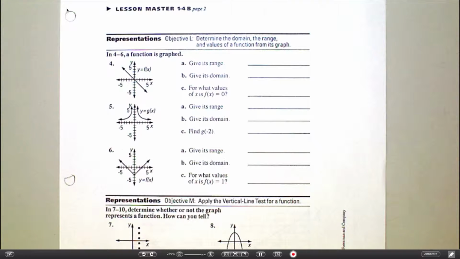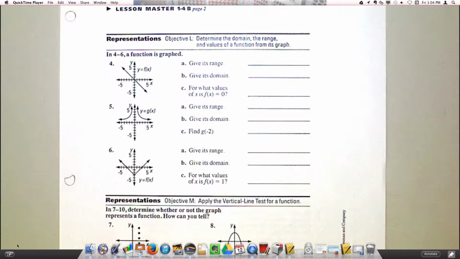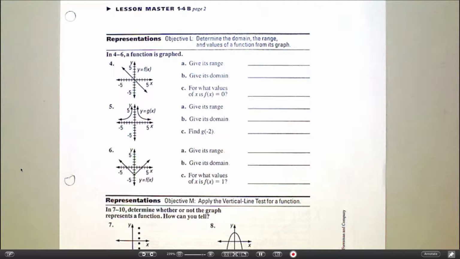Lesson Master 1-4. Now, on these ones, you should be in good shape to do these. Gentlemen over there, you with me? No, not really. Okay, can you turn around and join me, please? Yeah. This is really asking the same thing. Most of this is asking the same thing as that worksheet that we just graded.